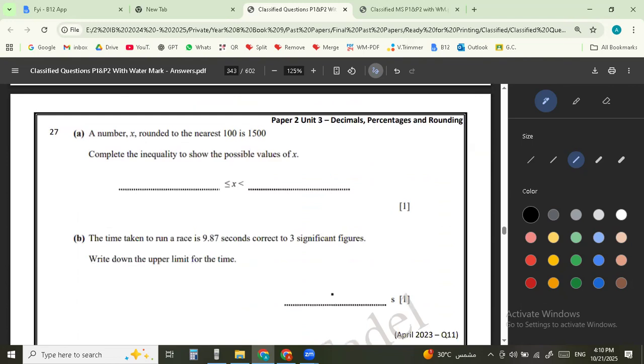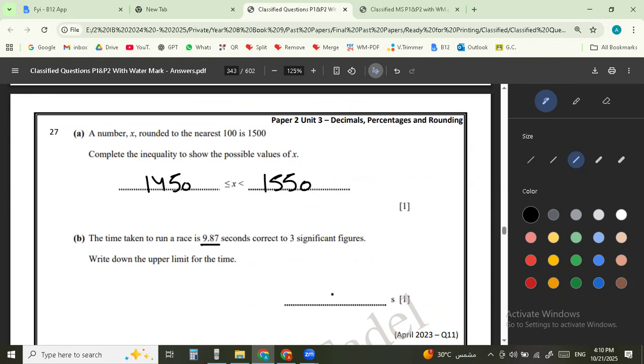A number x rounded to the nearest 100 is 1,500. Complete the inequality. Oh, mister, that's the lower and the upper bounds. Exactly. Nearest to 100, minus 50, add 50. So this is 1,450 and 1,550.